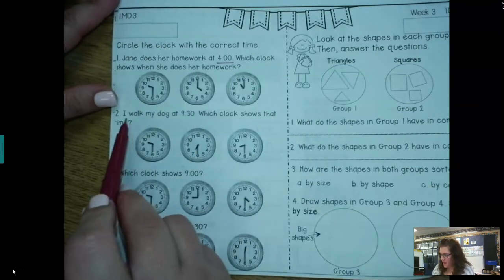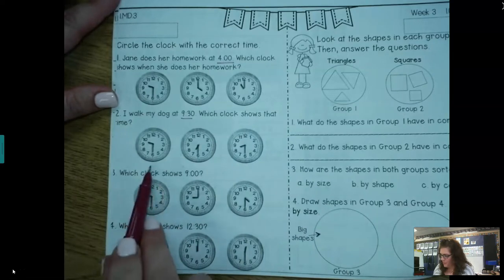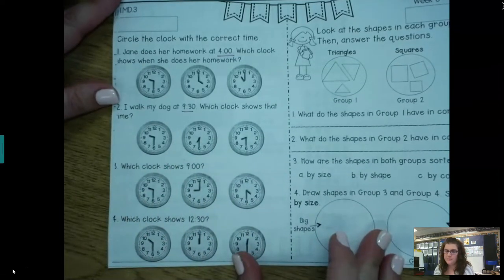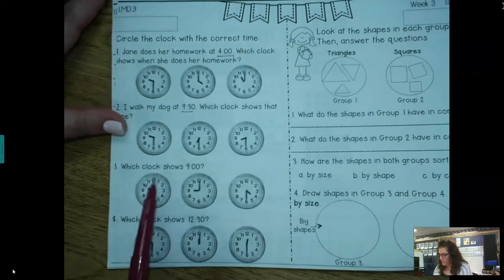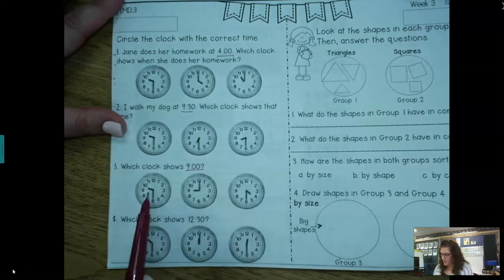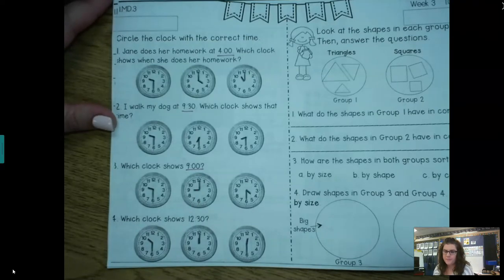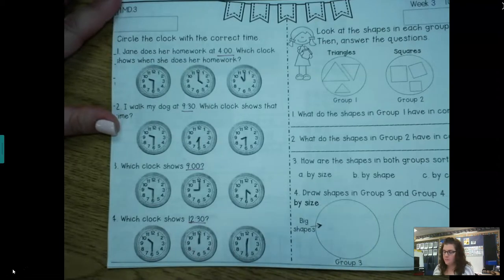Okay, number 2 says, I walk my dog at 9:30. Which clock shows that time? Which clock shows 9:30? Number 3 says, which clock shows 9 o'clock? So again, shorthand is the hour hand, longhand is the minute hand. Which clock shows 9 o'clock? Okay, and finally, number 4. Which clock shows 12:30? So which one of these clocks shows 12:30?